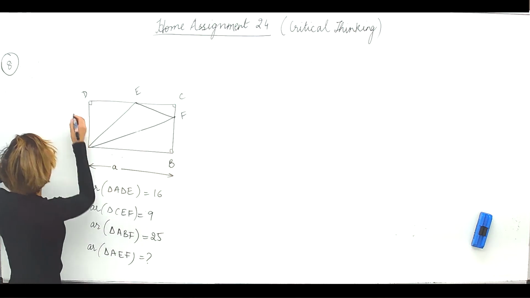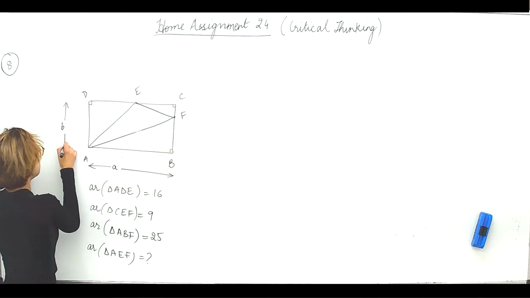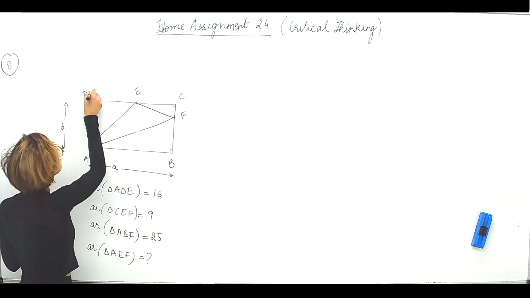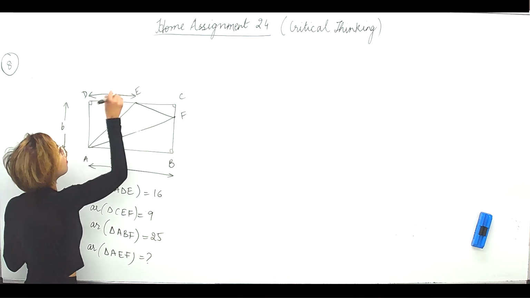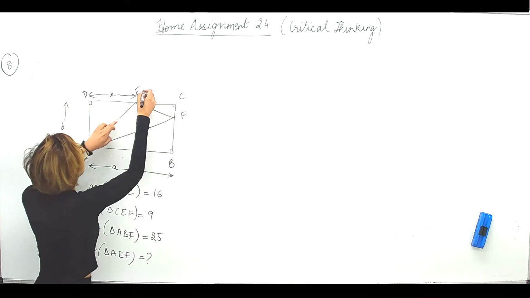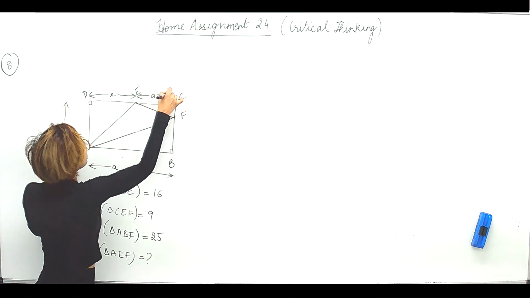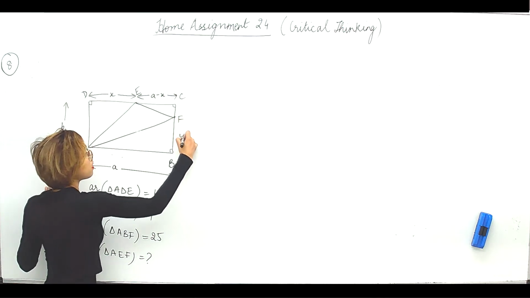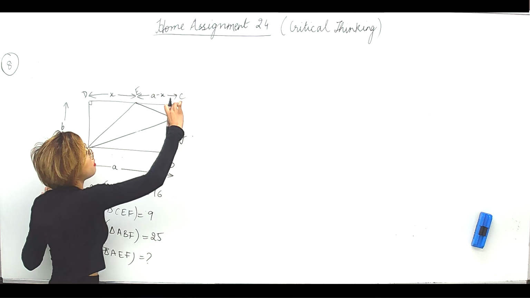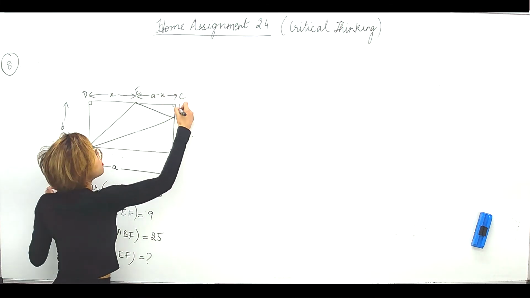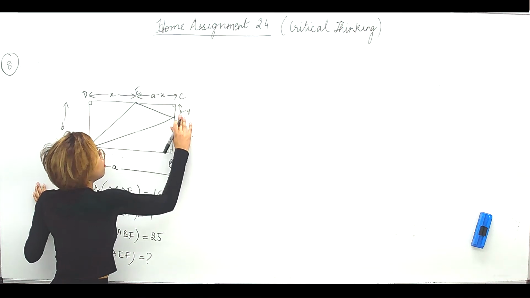Let me take the breadth to be B. Also, what I can do is I can take this to be X. So if this is X, I know the entire side is A, that means this is A minus X. And I'll take this to be Y. This is Y, that means this will be B minus Y, because the entire side is B.